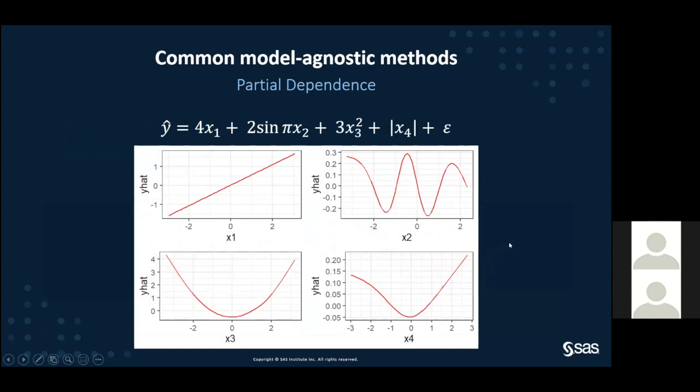We can do that for all the variables, x1, x2, x3, and x4. As you can see, the partial dependence plot reflects the original model pretty well. The only one that's slightly not as obvious is x4, which is absolute value, but it seems a little bit curved around 0, which is because we only take discrete points of x4. If we take more points, it will look sharper. But we didn't do that because that's a little bit of cheating.